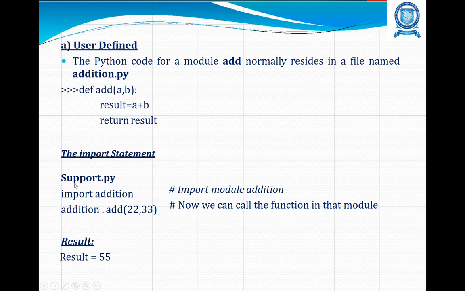Consider one example. This is the file name support.py. This is another file. Suppose this file wants to access this module add; first we have to import the particular file. Import addition. After that we can access the module. Next, addition.add of 22, 33 is the function call, which will call this module, perform the operation and finally produce the result.